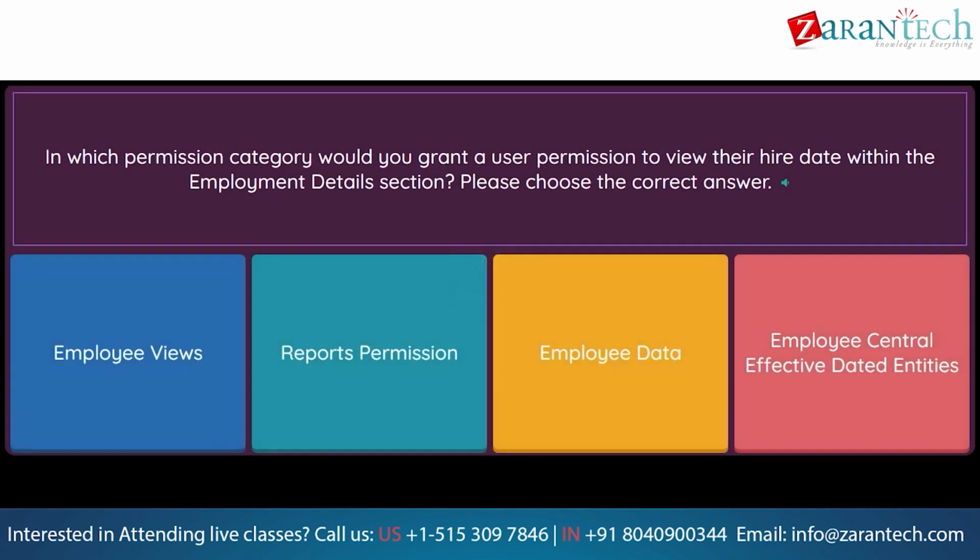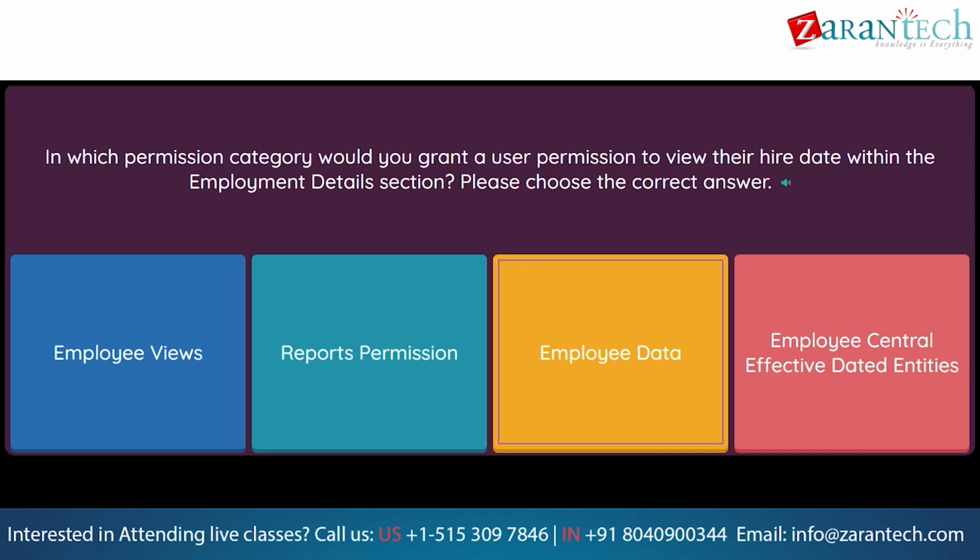Question: in which permission category would you grant a user permission to view their hire date within the employment details section? Please choose the correct answer. Option 1 Employee views. Option 2 Reports permission. Option 3 Employee data. Option 4 Employee Central effective dated entities.